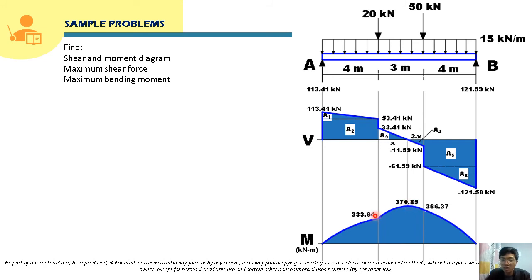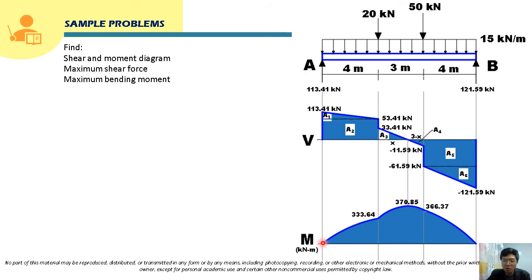Okay, so these first two moments are positive, so they will be plotted above the x-axis. Now for the next point, this is 7 meters from the left. So at x equal to 7, the computed moment is 366.37. And at x equal to 11, the moment here is 0. So, connecting these points, we are going to use our rule.